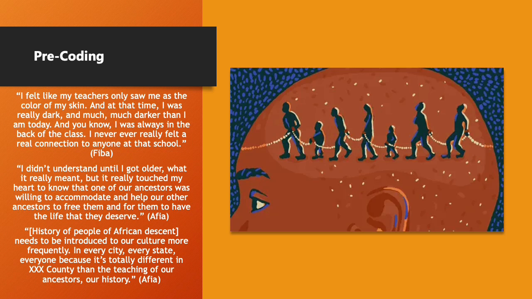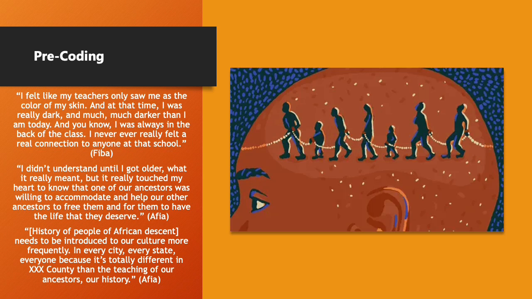So, three other quotes that really struck me as I was going through the pre-coding phase. "I felt like my teachers only saw me as the color of my skin. And at that time, I was really dark, much darker than I am today. And I was always in the back of the class. I never, ever really felt a real connection to anyone at that school." And that was from Fiba.